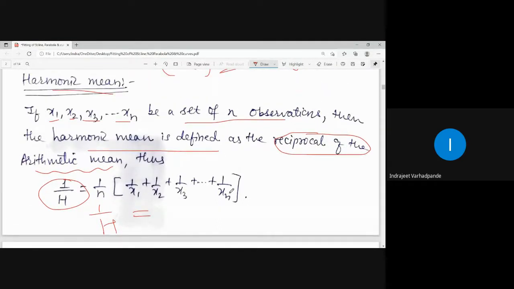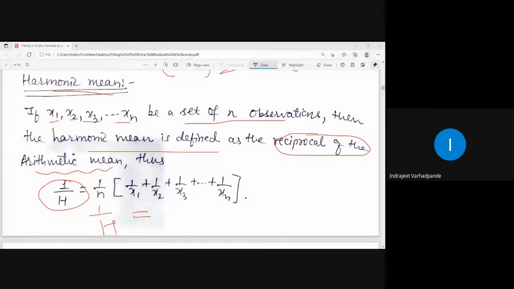So that was the brief introduction of the topic, that is, statistics. I hope this much part is clear to everybody.